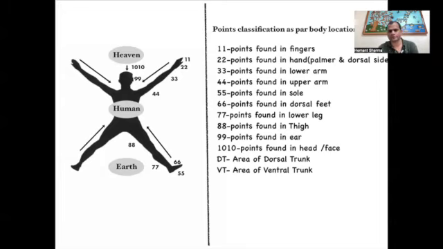Suppose the points 99.01, 99.02, they are available in the ear. So this is the classification of the Master Tung. We have discussed it in detail.